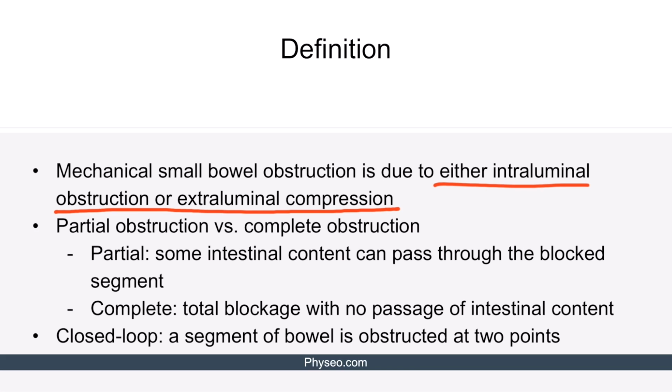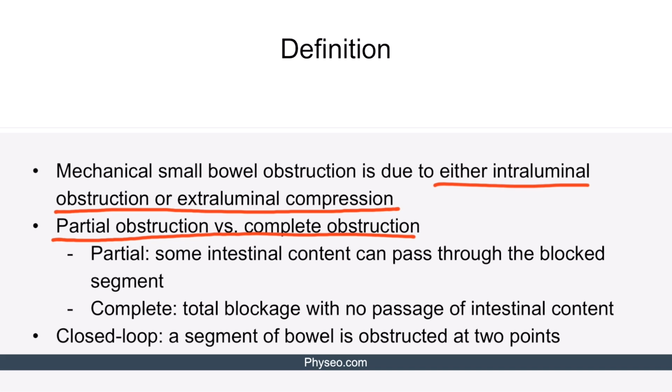First is to determine if the obstruction is partial or complete. A partial obstruction allows some intestinal content to pass through the blocked segment of bowel. However, a complete obstruction results in a total blockage of the small bowel with no passage of intestinal content.